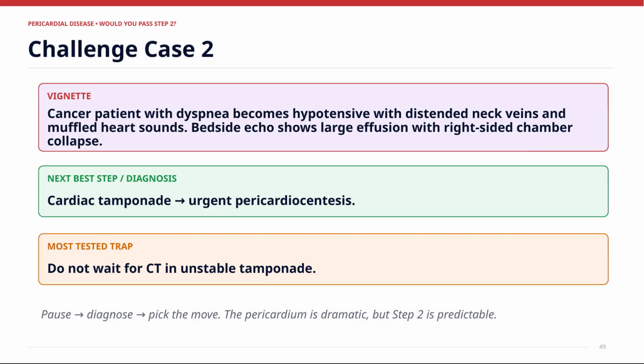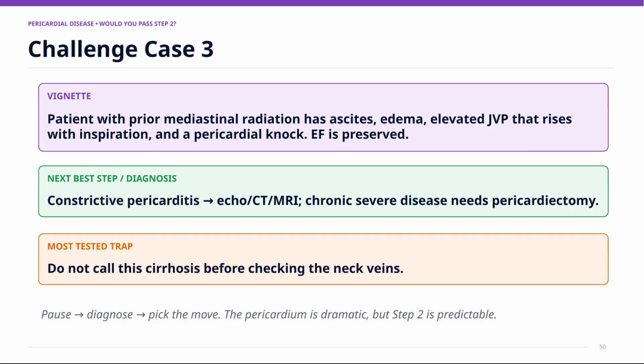Case 2. A cancer patient with dyspnea suddenly becomes hypotensive with distended neck veins and muffled heart sounds. Bedside echo shows a large effusion with right-sided chamber collapse. The move? Cardiac tamponade. Urgent pericardiocentesis. No delay. The trap? Do not wait for a CT scan in an unstable tamponade. That patient needs the needle now, not the scanner.